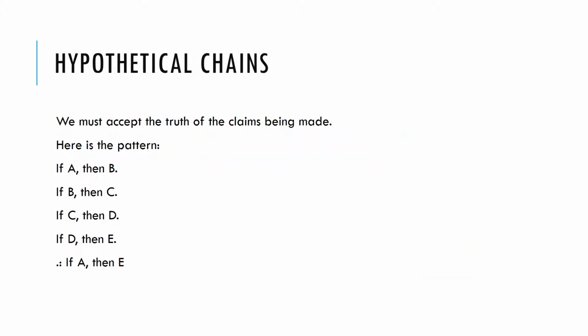The last piece of our exploration of deductive reasoning are hypothetical chains. Now, in order for a hypothetical chain argument to be valid, we must accept the truth of all the claims being made. And here is the pattern. If A, then B. If B, then C. If C, then D. If D, then E. If A, therefore E. And there was a very good example of that in your book.